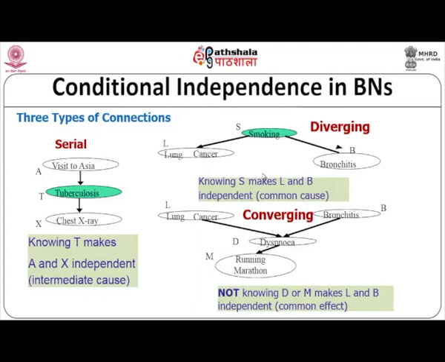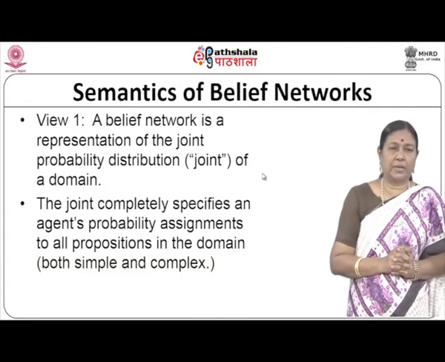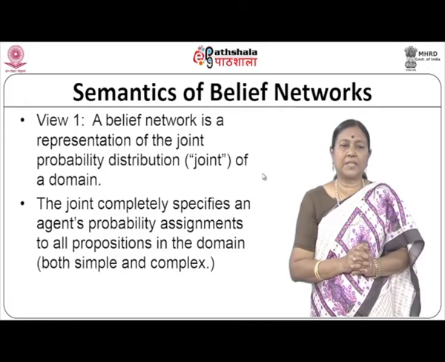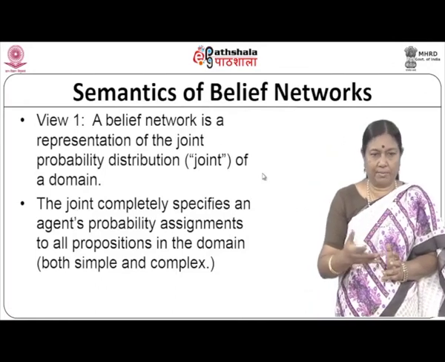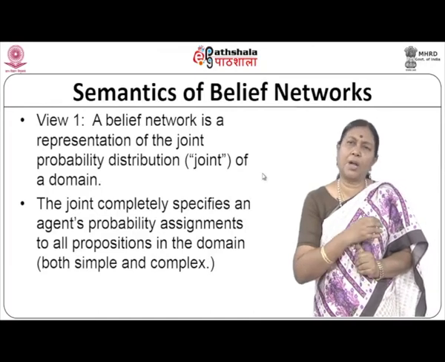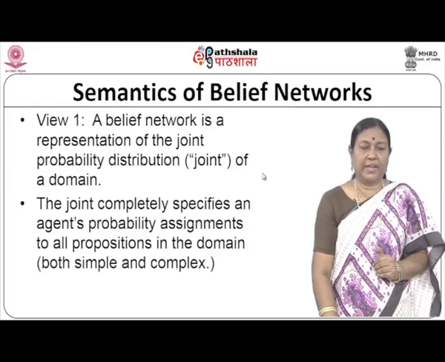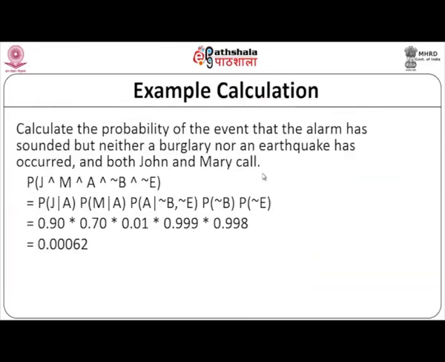So, you have the common cause, common effect and then intermediate cause. These are the three types of conditional independence. Remember, a Bayesian network is basically based on conditional independence. Now, let us look at the semantics of belief networks. A belief network is a representation of the joint probability distribution of a domain. The joint completely specifies an agent's probability assignments to all propositions in the domain. So, it is both simple in one way and complex in another way.